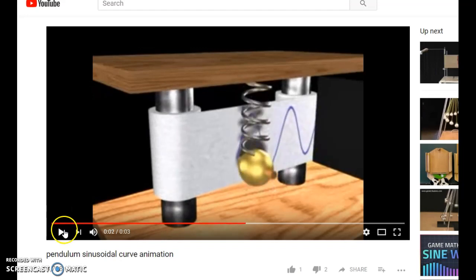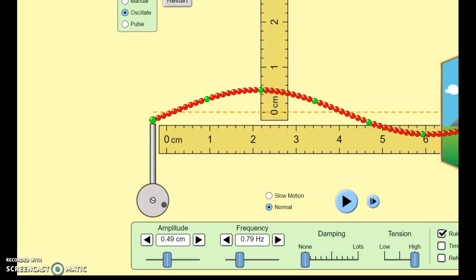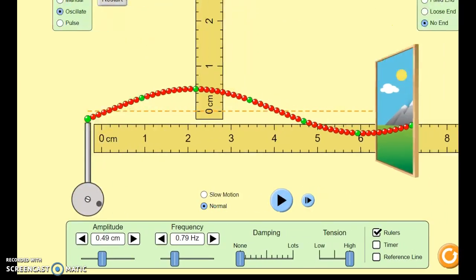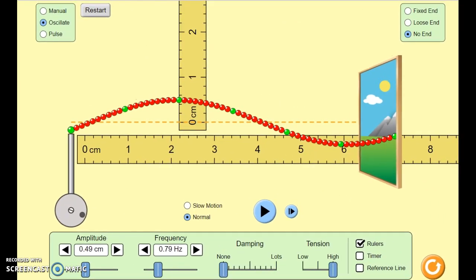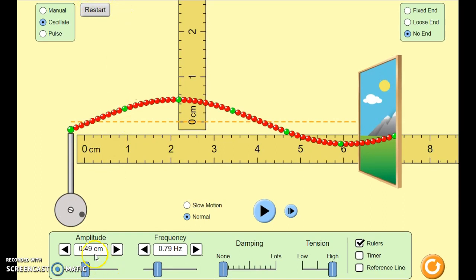You're probably familiar with the sine function. And if you graph the sine function, sine of x, then it will give us this picture, this curve. So this is a very important curve in physics. So to illustrate this, I'm going to show you this wave on a string.